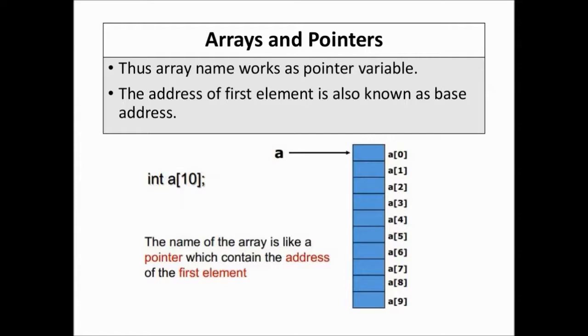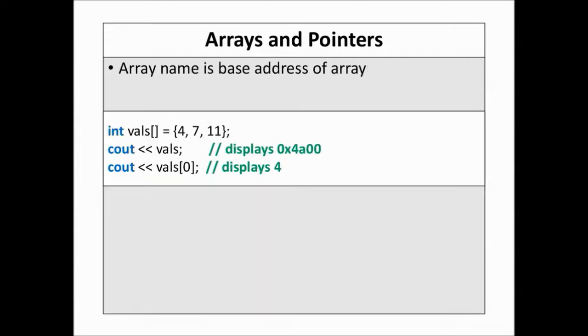Here we declare an array of 10 elements with name int a[10]. 10 is the size of the array, so the name of the array is like a pointer which contains the address of the first element. So a points at the first element of the array. So the first address of an array is also called the base address of the array.